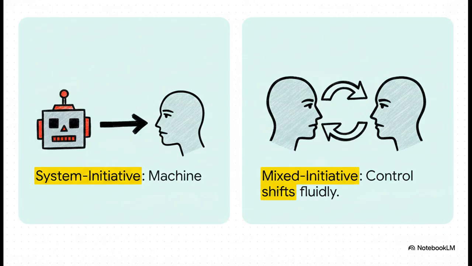In conversational design, control over the flow is called initiative. Primitive tech uses system initiative. That's where the machine rigidly asks a question and you're stuck until you answer it. But natural human dialogue, that's mixed initiative. Control shifts fluidly back and forth.